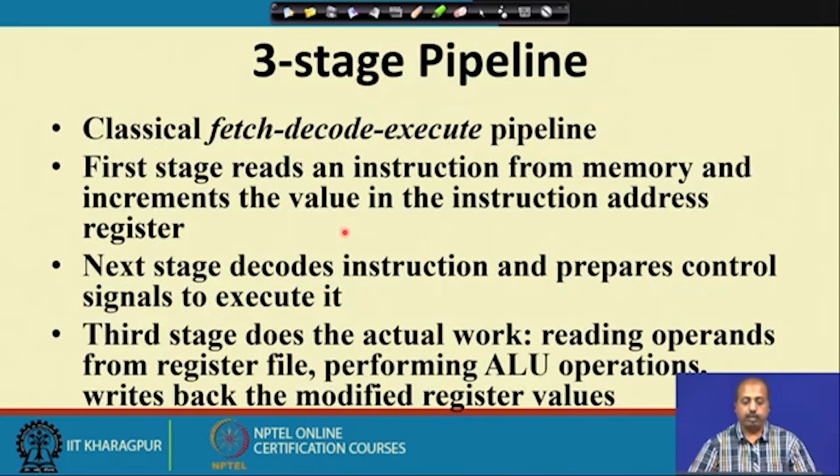So, the second stage you will do this decode and prepare the control signals. The third stage does the actual work. So, what is the actual work? It has to read operands from the register file, like it may be that I want to add the content of 2 registers. Those 2 register values should be available to the ALU, then the ALU will do the operation and then it will write back the value onto the modified register. So, this way we can do this operation, okay.